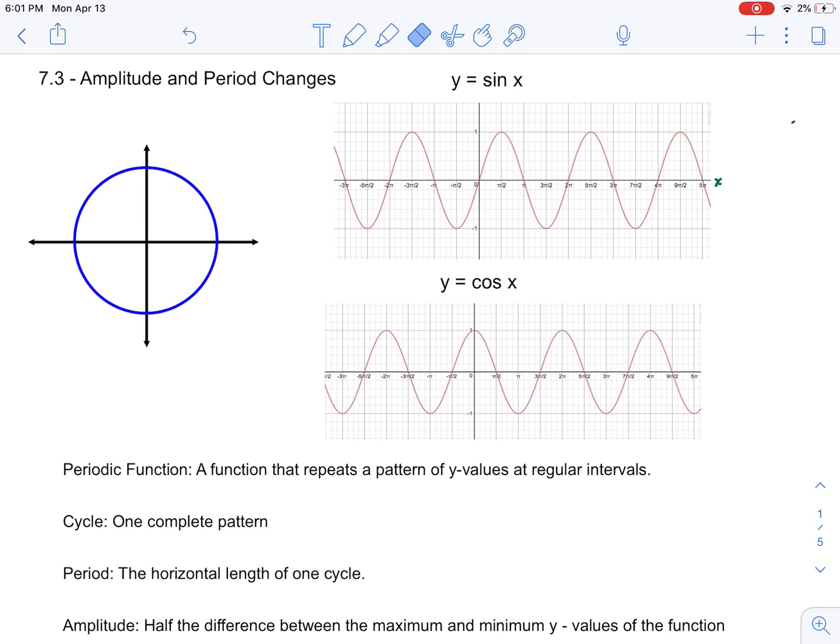Our parent functions here are going to be y equals sine of x and y equals cosine of x. One thing you'll notice as we go through this lesson is there's a lot of skills that you're going to be using that you picked up when we did the unit earlier before Christmas with the translations and transformations of parent functions. We'll be using a lot of the same skills here, and I'll point that out as we go through.